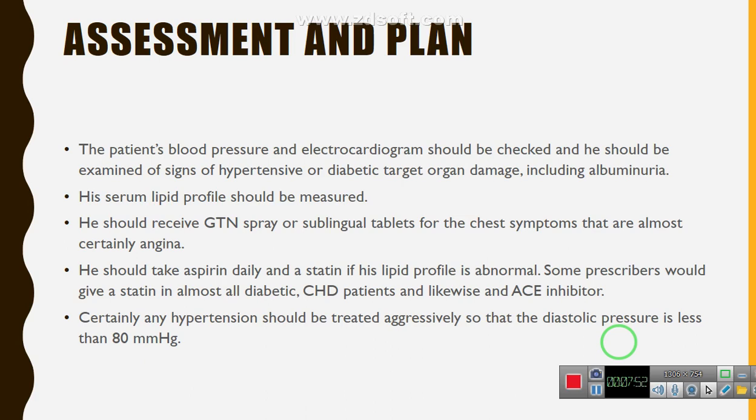And he should take aspirin daily, and a statin is also a considerable medication if his lipid profile is abnormal. And after getting the results, we will start the statin for this patient. Some prescribers would give a statin in almost all diabetic patients or coronary heart disease patients, and likewise also give ACE inhibitors. And certainly any hypertension should be treated aggressively so that the diastolic pressure is less than 80 mm Hg.